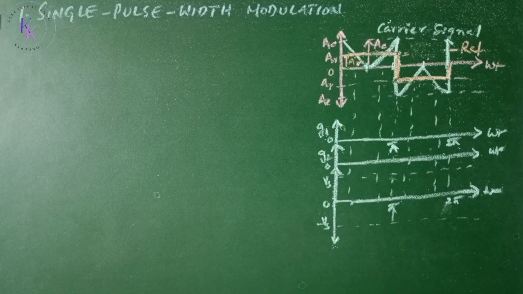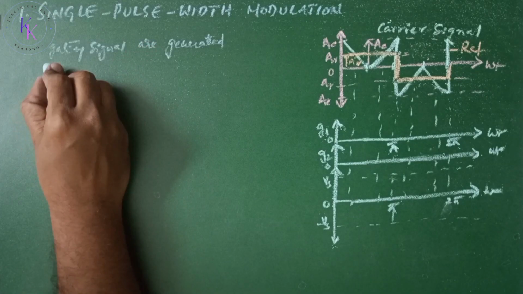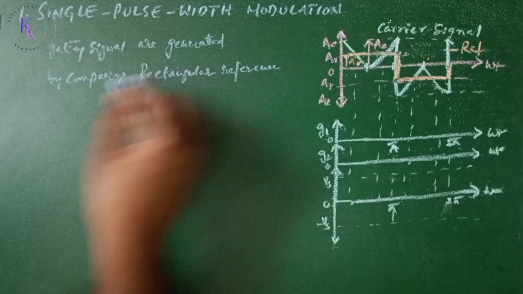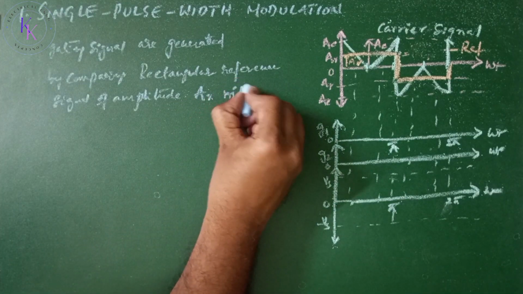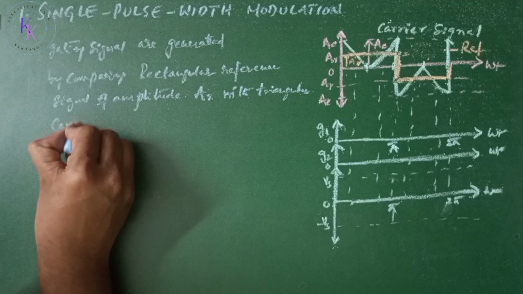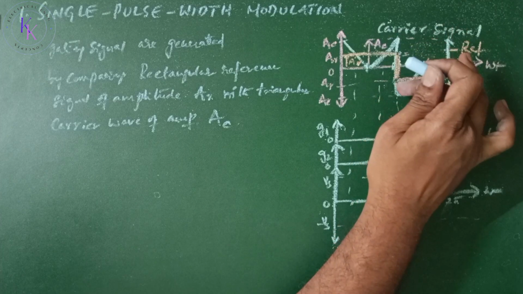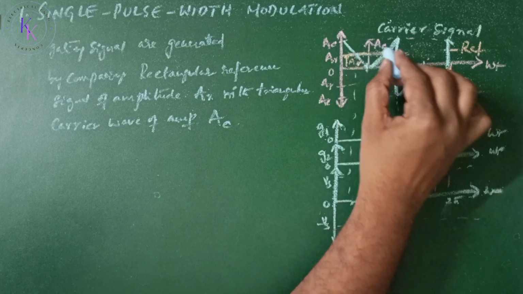Single pulse width modulation. In single pulse width modulation control, there is only one pulse per half cycle and the width of the pulse is varied to control the inverter output voltage. The gating signals are generated by comparing a rectangular reference signal of amplitude AR with a triangular carrier wave of amplitude AC. Now this is our carrier wave and this rectangular one is our reference wave. When you compare them, this is the crossing point and this is the crossing point.